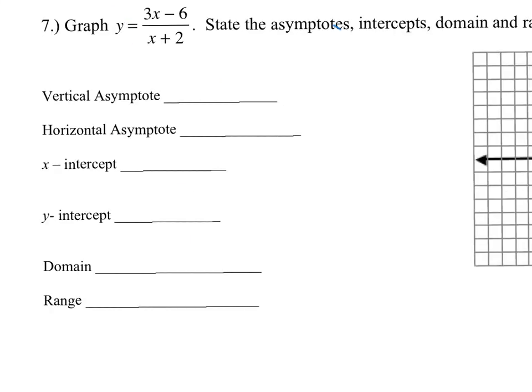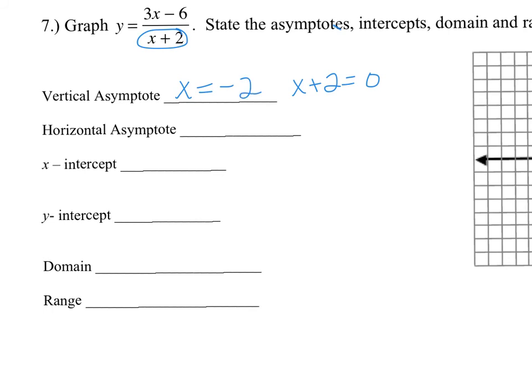In this last problem that we're going to do, we have y equals (3x minus 6) divided by (x plus 2). The vertical asymptote again is found by setting your denominator equal to 0. So x plus 2 equals 0. We'll solve for x. So your vertical asymptote is x equals negative 2.